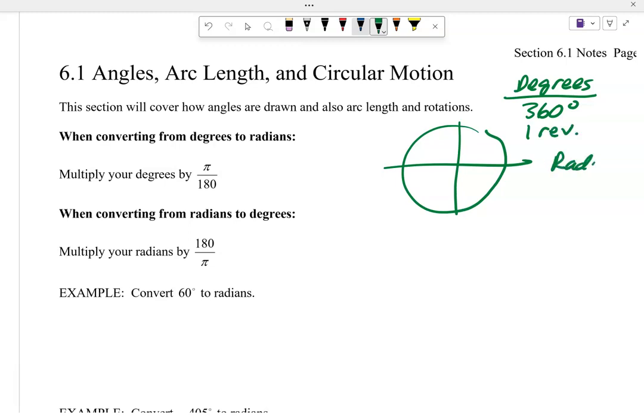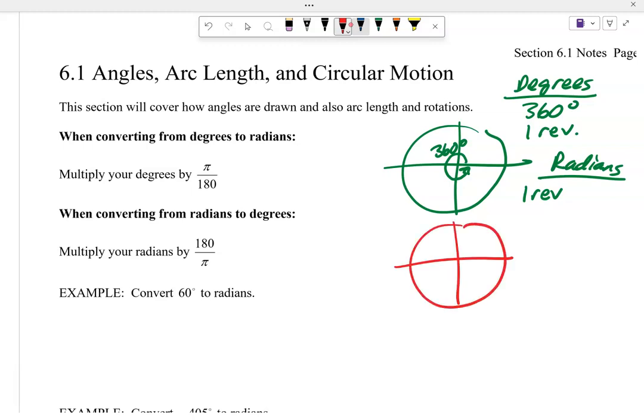In radians, one revolution, again, this is degrees, 360 degrees all the way around. If you measure that in radians, that's called 2 pi radians all the way around. So 360 degrees or 2 pi radians. Since 360 degrees is one revolution, that's the same as 2 pi radians.